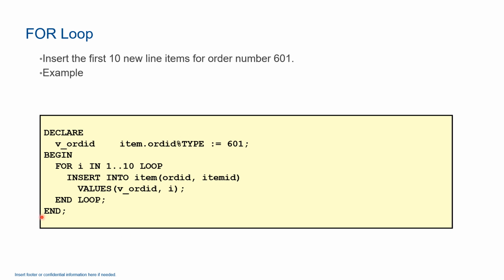So here is an example where we are inserting the first 10 new lines for order number 601. You can see for I in 1 up to 10, so it will insert up to 10 new lines. Insert into this. We don't need to use exit because it will work only 10 times. Okay, so this is the major difference between basic and for loop.